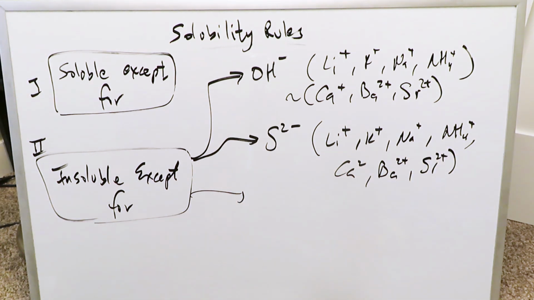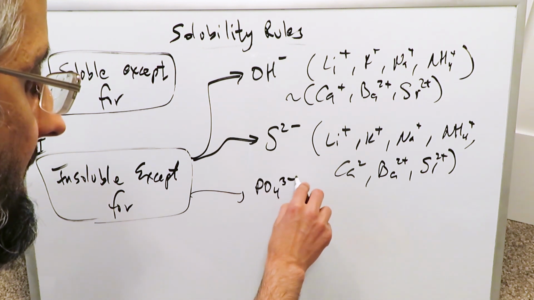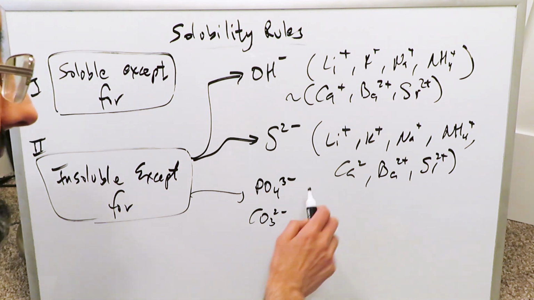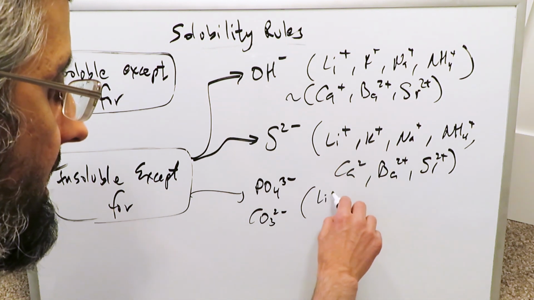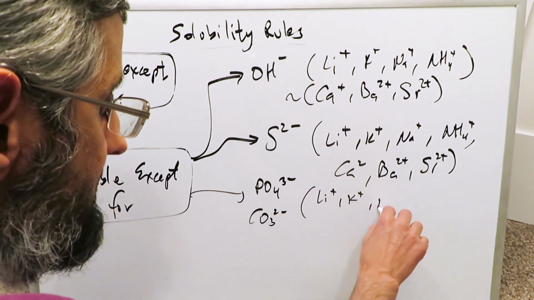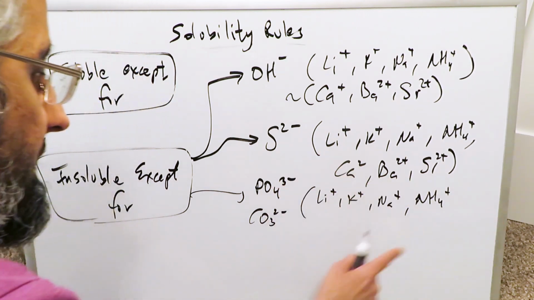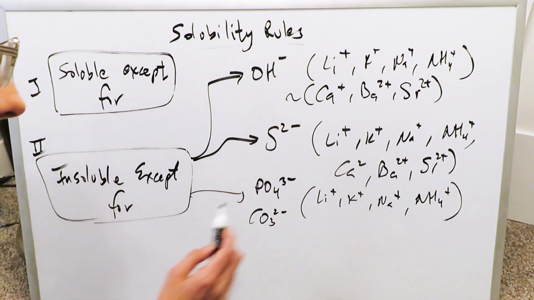There's a last category. You can bring in here compounds such as phosphates and carbonates. These compounds are always insoluble unless you have these items, and these items will make these two soluble. And what are they? They're again your standards: lithium, potassium, sodium. You can even throw in ammonium. Ammonium phosphate and ammonium carbonate are soluble. Everything else generally makes it insoluble.